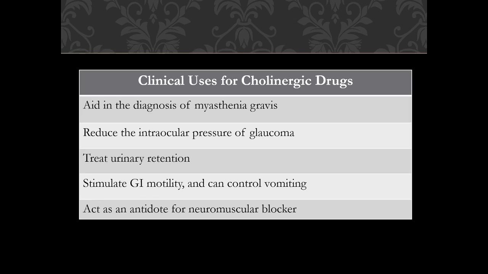There are a number of uses for cholinergic drugs. You might make a flashcard for this. Cholinergic drugs aid in the diagnosis of myasthenia gravis. They reduce the intraocular pressure of glaucoma. They treat urinary retention. So if an animal can't urinate because it can't contract the smooth muscle of its bladder, cholinergic drugs are a treatment for that. They also stimulate GI motility and control vomiting. They can act as an antidote for a neuromuscular blocker as well.